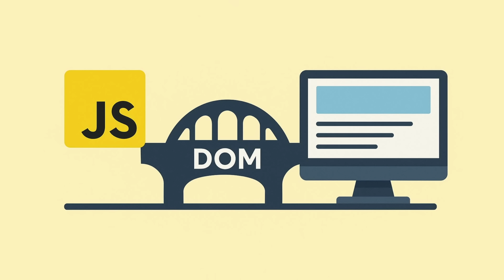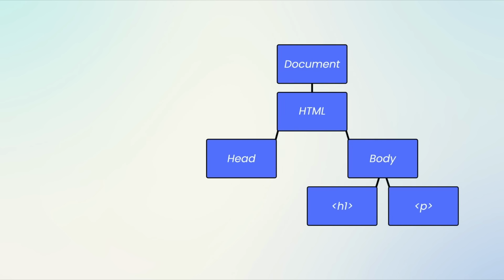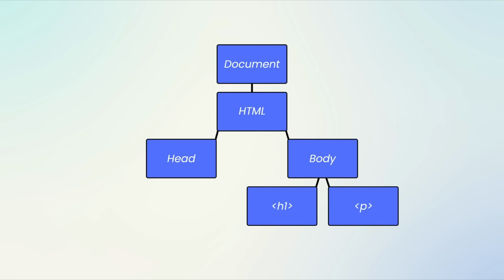Welcome back. Let's talk about the DOM. The document object model is kind of a bridge between JavaScript and the web page. Think of it like this. Let's say we have a simple HTML page with an h1 heading and a paragraph. Now what the DOM does is that it takes your HTML code and turns it into a tree-like structure. Each HTML element becomes a node in this tree. This structure allows JavaScript to access and manipulate every part of your web page.